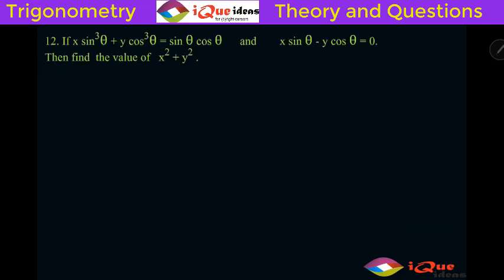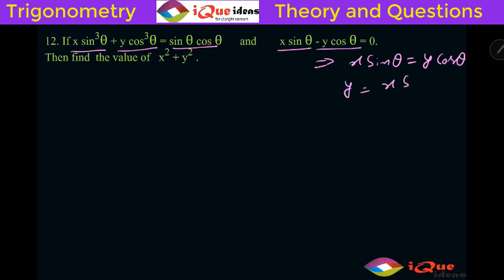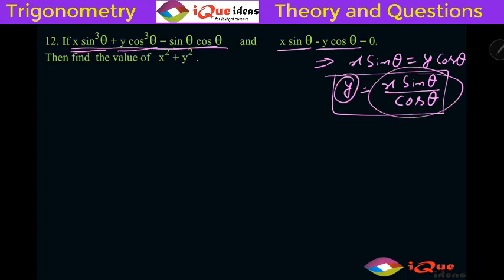Now the next question is one of the difficult questions. It says x sin cube theta plus y cos cube theta is sin theta cos theta, and x sin theta minus y cos theta is equal to 0. So from here we can see that x sin theta is equal to y cos theta. In other words, y equals x sin theta divided by cos theta. Let's put this value of y in place of y in the first equation. The first equation is x sin cube theta plus y cos cube theta equal to sin theta cos theta.